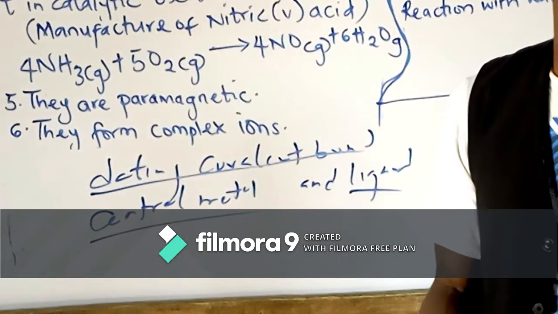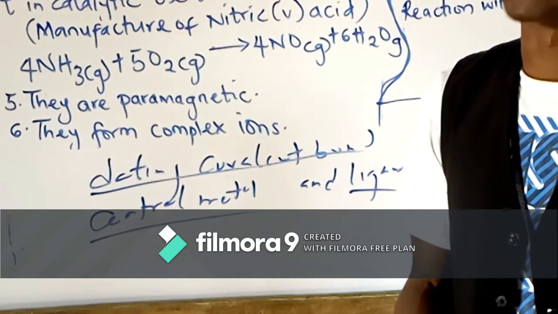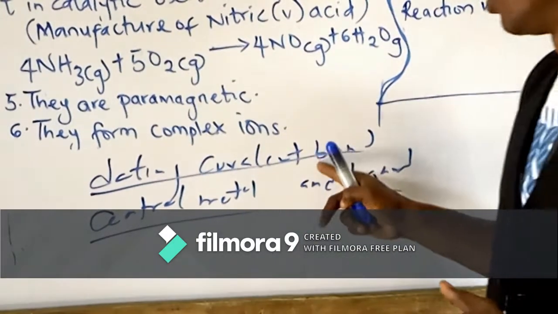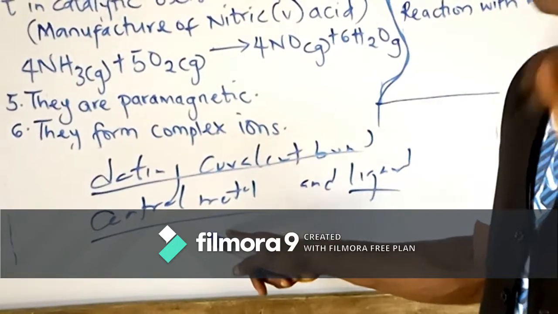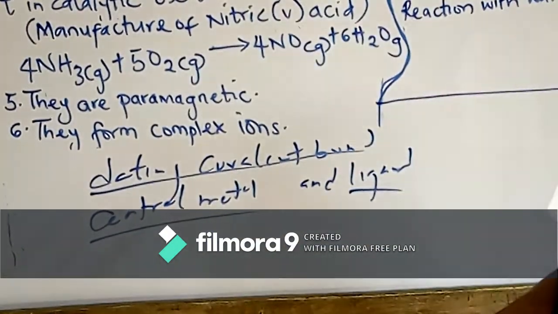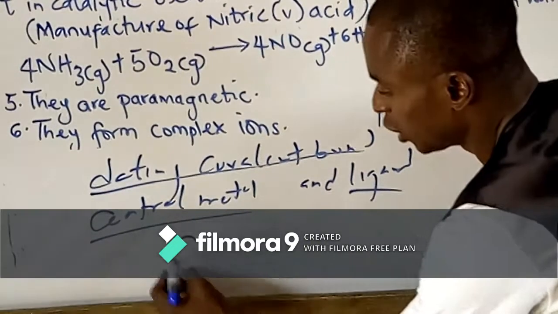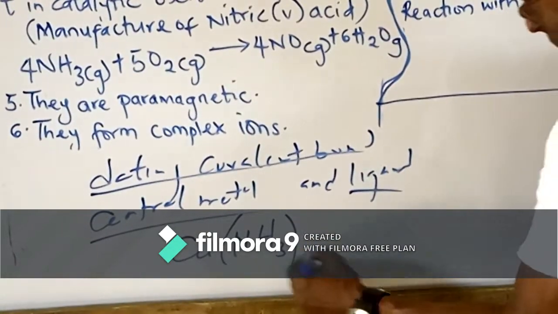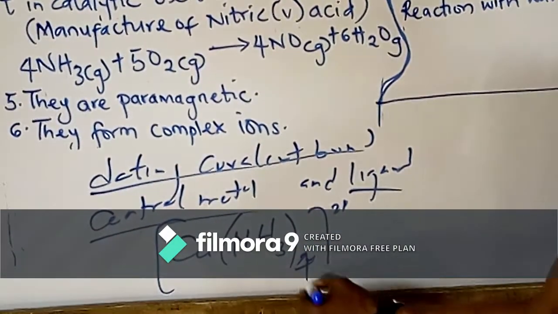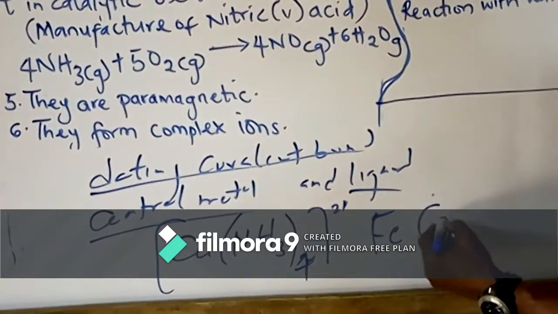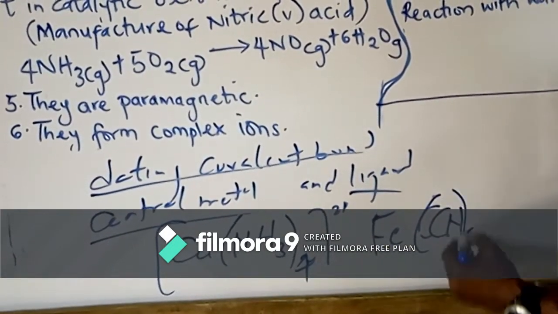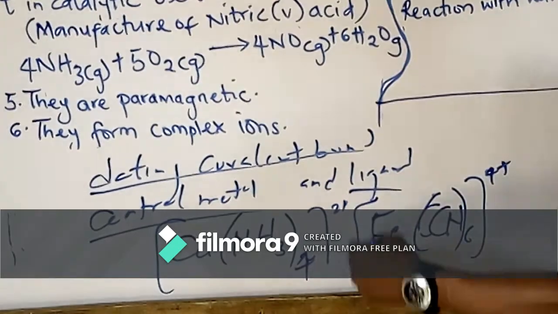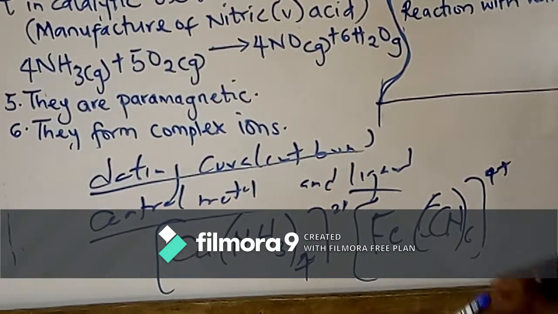You will see this when we come to types of salt, when we'll be explaining complex salt. A complex ion is an ion formed from the dative covalent bonding between a central metal, usually a transition metal, and a ligand. So you have something like Cu(NH3)4 2 plus, or you have Fe(CN)6 4 minus. And I want you to take note: this is called a complex ion.